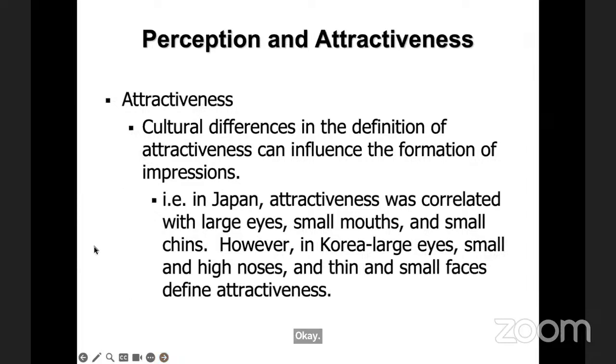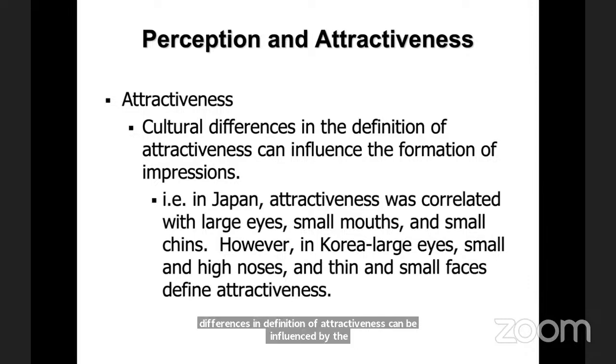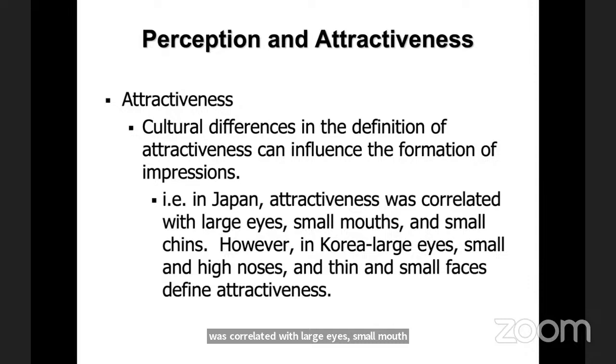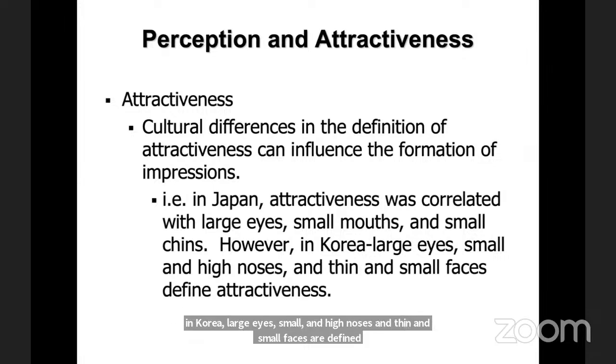So I wanted to talk a little bit about some of these differences, some of these social perceptions, and one is attractiveness. Okay. Cultural differences in definition of attractiveness can be influenced by the formation of impressions. So the example they give here is, for example, in Japan, attractiveness was correlated with large eyes, small mouth, and small chin. However, in Korea, large eyes, small and high noses, and thin and small faces are defined as attractiveness.